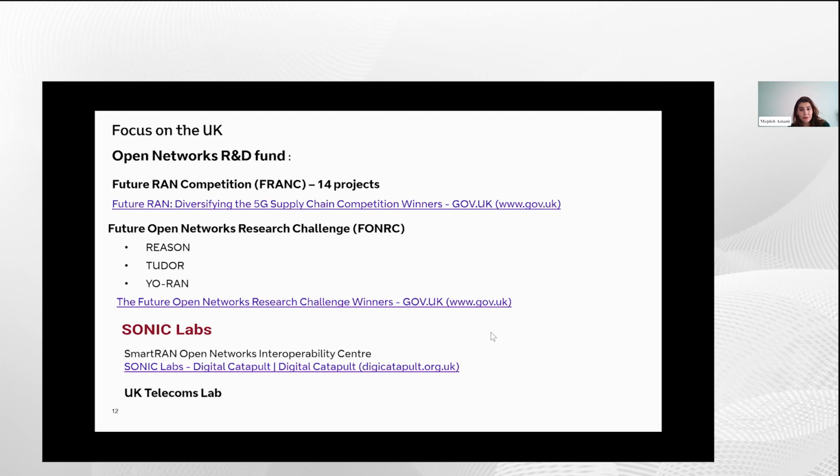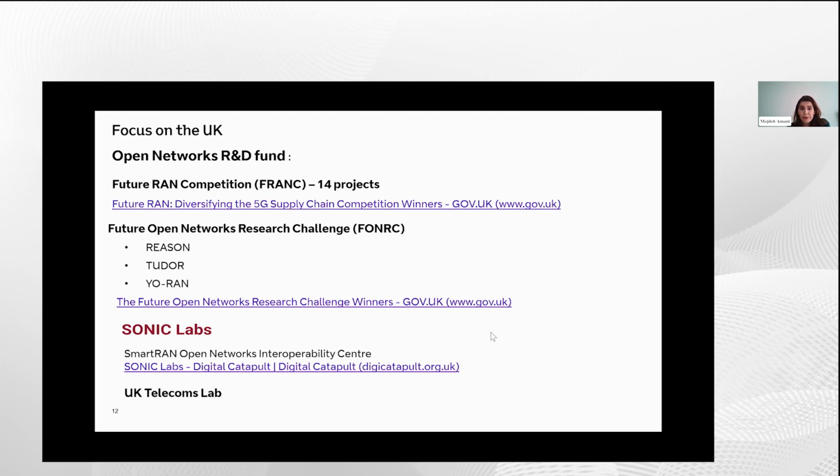And URAN is specifically around Open RAN, RIC, and SMO. We have a close relation with Sonic Lab, the Smart RAN Open Network Interoperability Center, which they are going to open officially tomorrow, I guess. It's a brilliant facility around testing and interoperability, where every vendor and developer can go there and test what they have developed, and they can provide you some feedback and results.